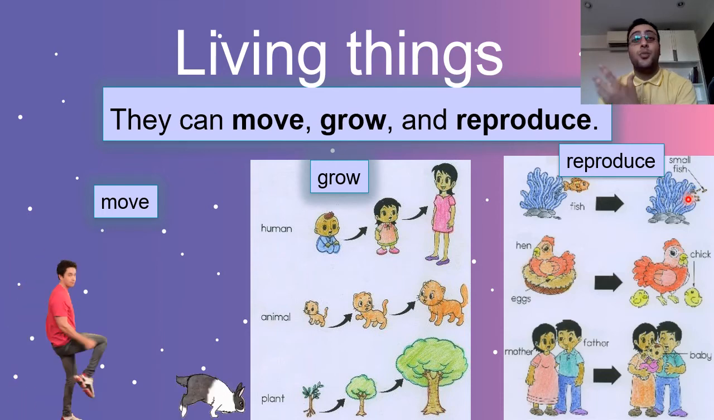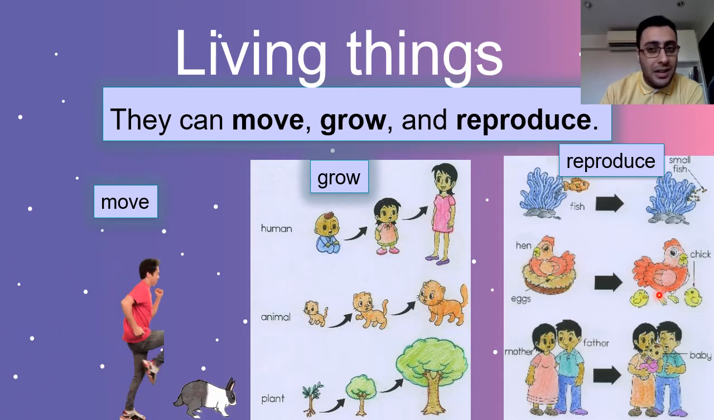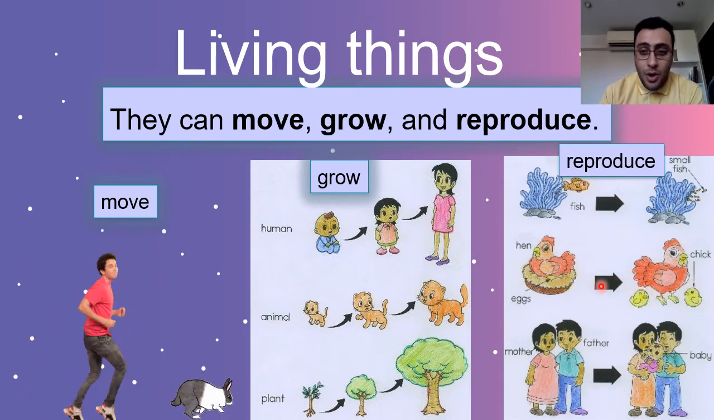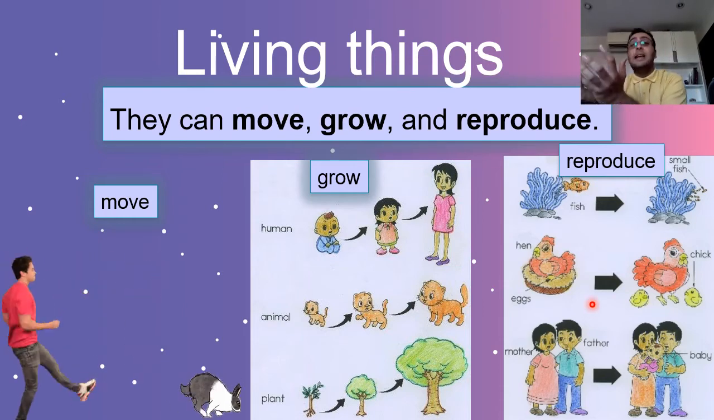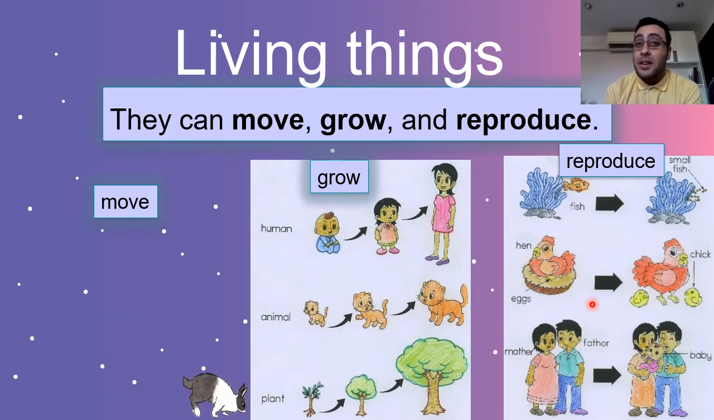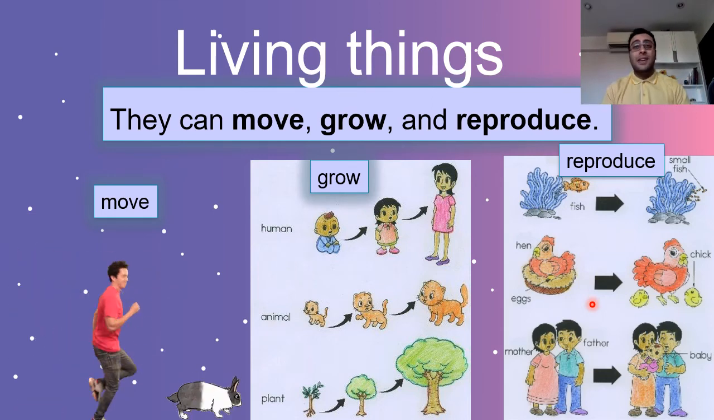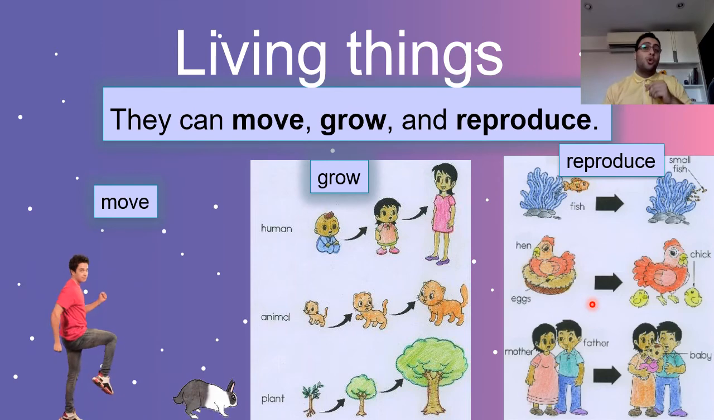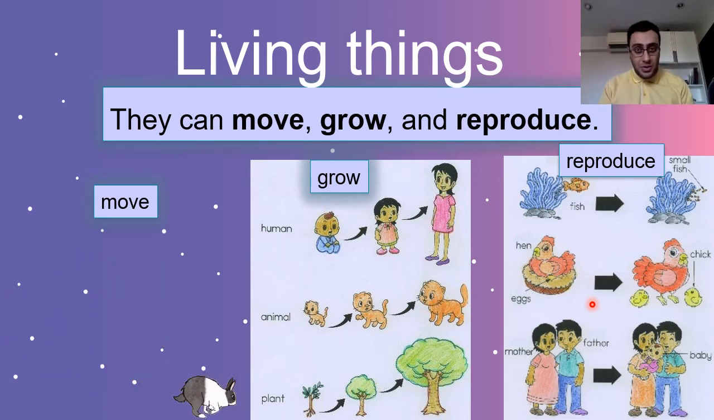It means it reproduces. Or look at this hen. They have eggs, then the egg becomes a chick. Reproduce. Or mother and father together, they have a baby. That baby is because of reproducing, right? So all living things can move, can grow, and can reproduce.